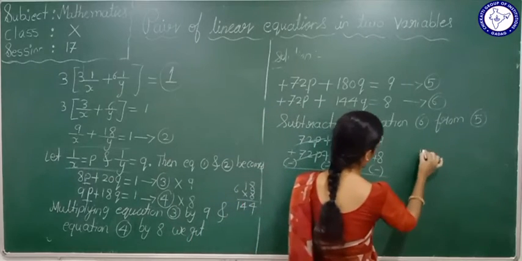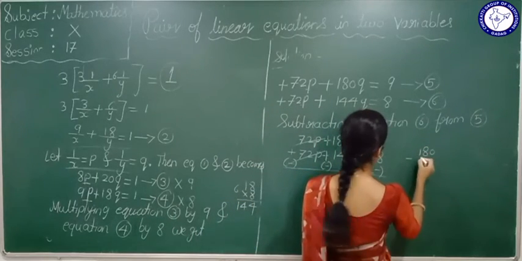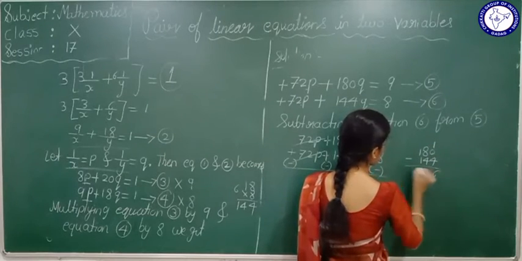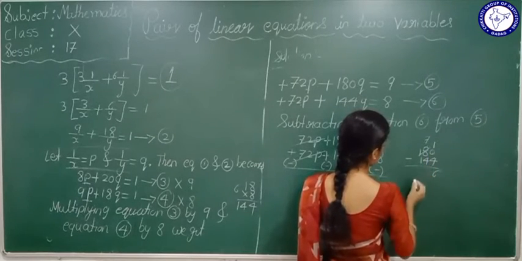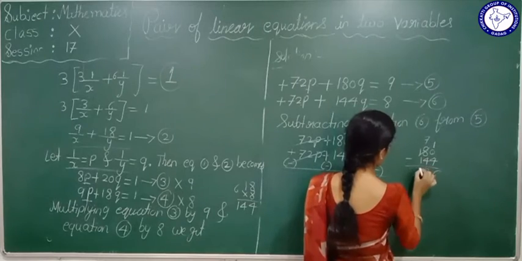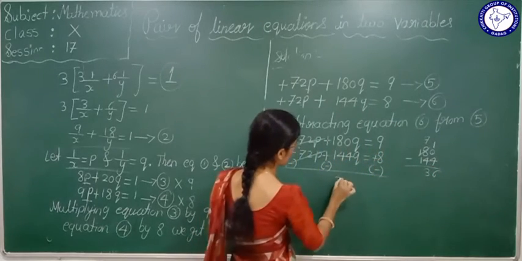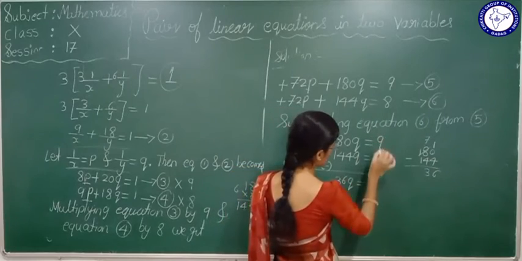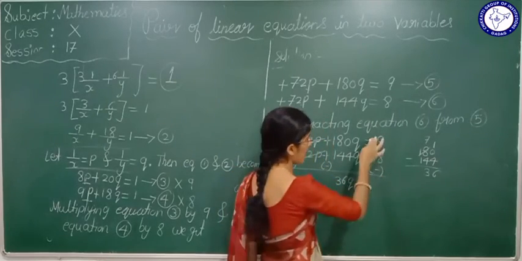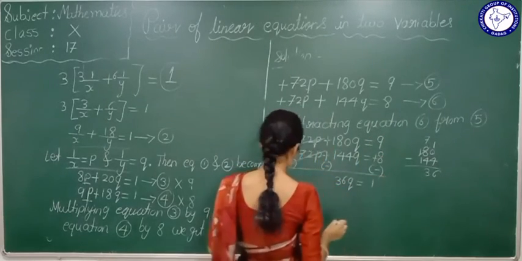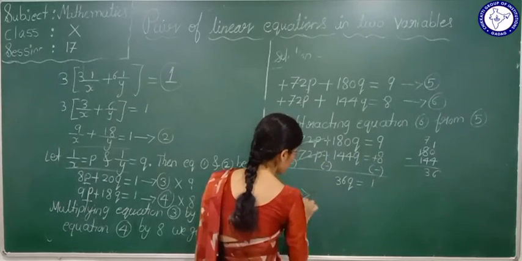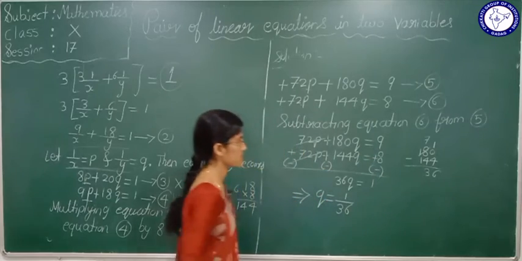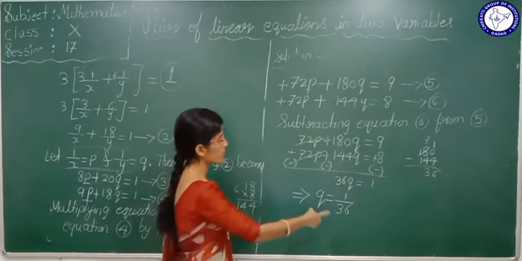What is 180 minus 144? It will become 36. So 36q is equal to 9 minus 8, which is 1. So this implies q is equal to 1 by 36. Now we got the q value.